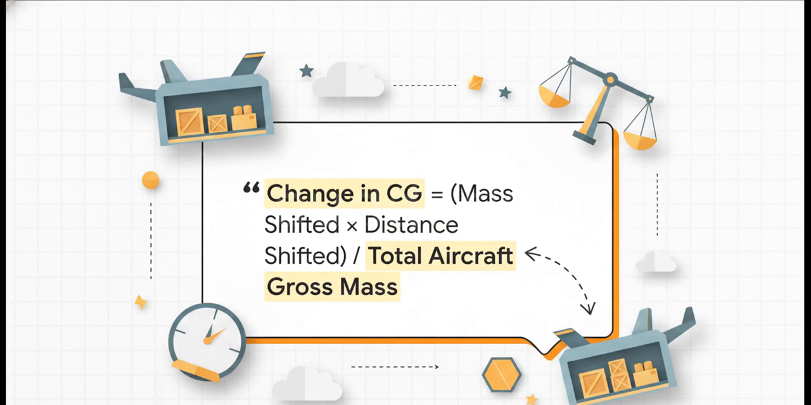If you need to move cargo from one hold to another, this shift formula will save you from having to recalculate everything from scratch. The change in CG equals the mass shifted multiplied by the distance shifted divided by the total aircraft gross mass. You can also think of this as a cross multiplication. Mass shifted over total mass equals the change in CG over the distance shifted. It's a real time saver.